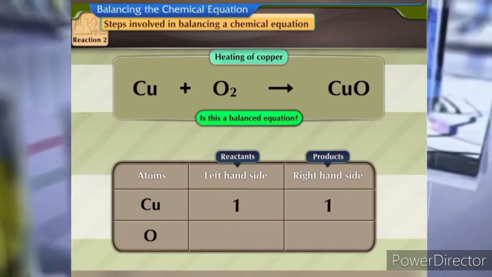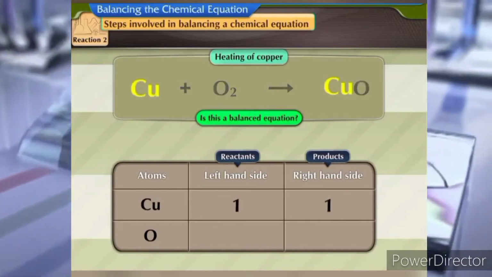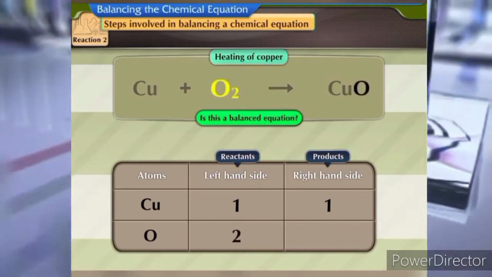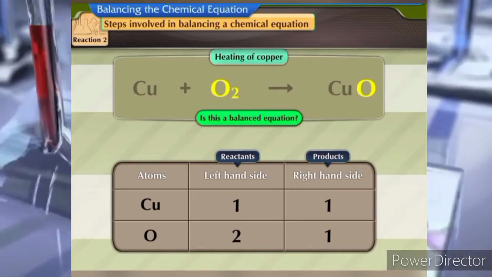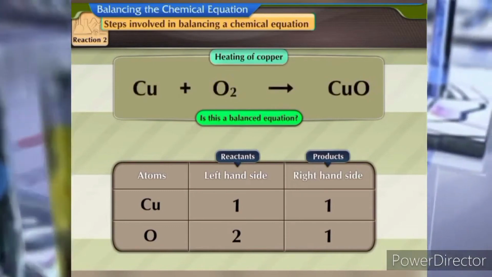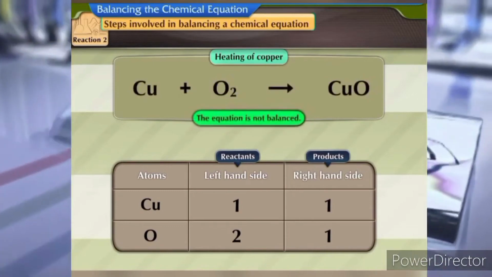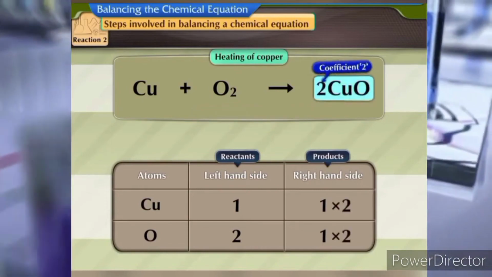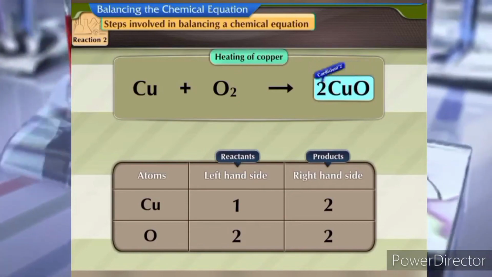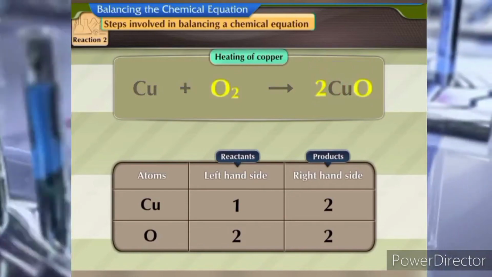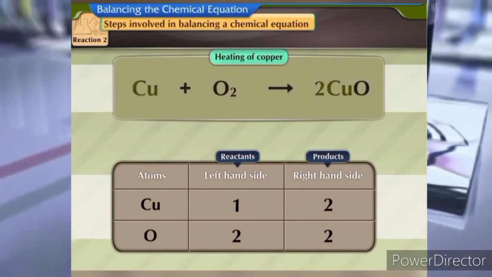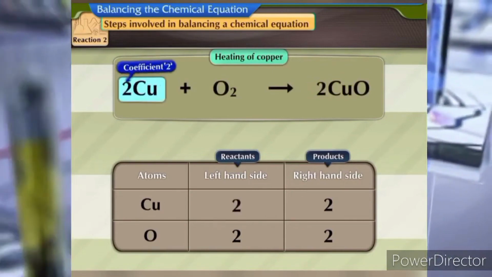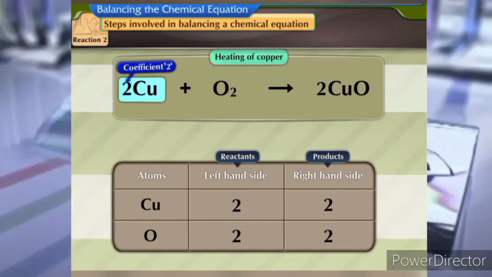The number of copper atoms on the left-hand side and the right-hand side are equal. There are 2 oxygen atoms on the left-hand side and 1 on the right-hand side. The equation is not balanced. If we put a coefficient 2 for the copper oxide molecule, the number of oxygen atoms are balanced, but not the number of copper atoms. Put a coefficient 2 for the Cu atoms on the left-hand side.